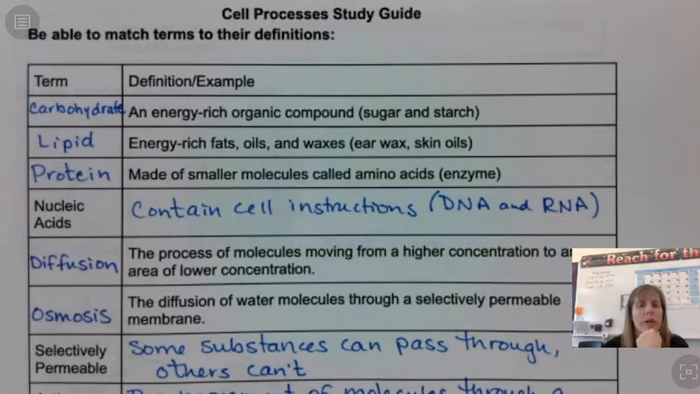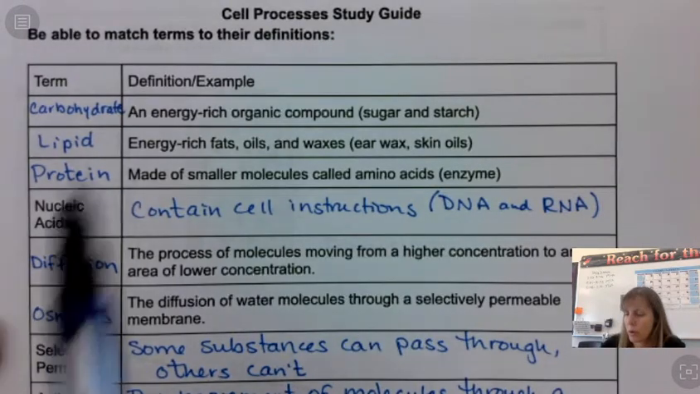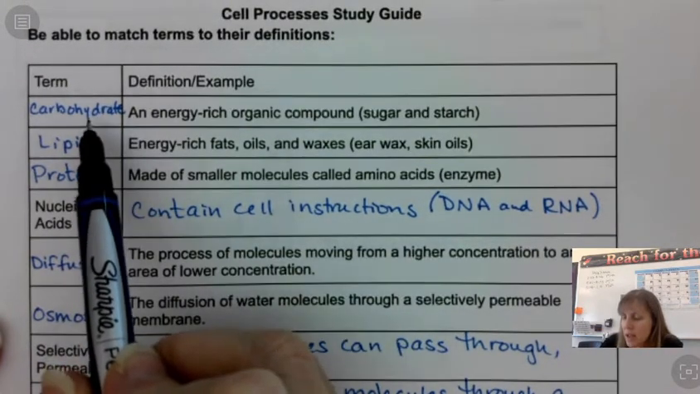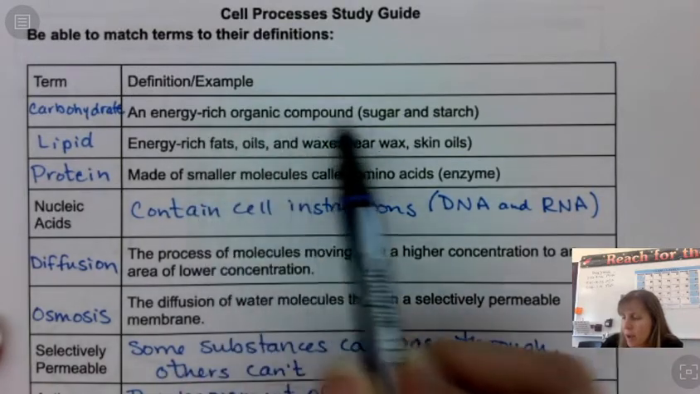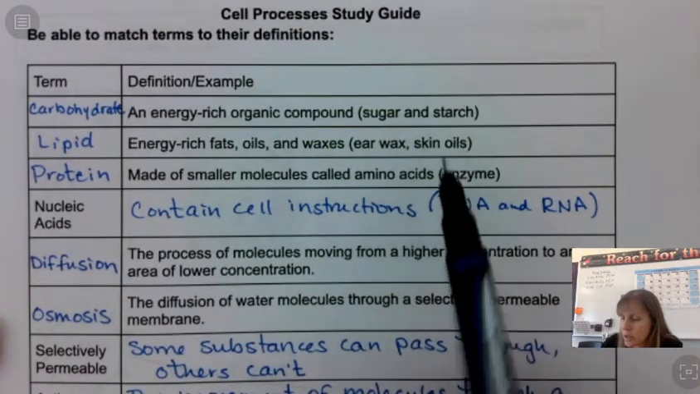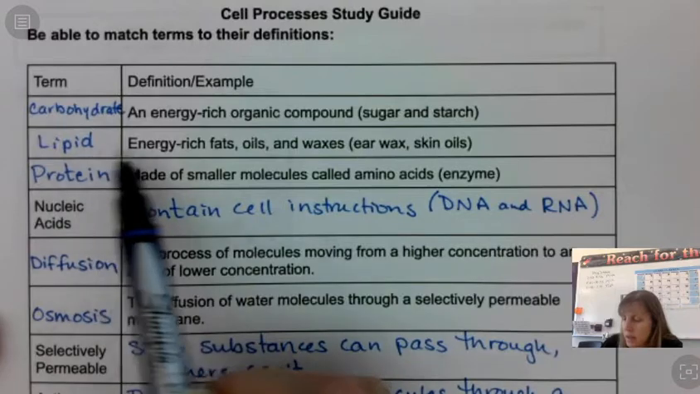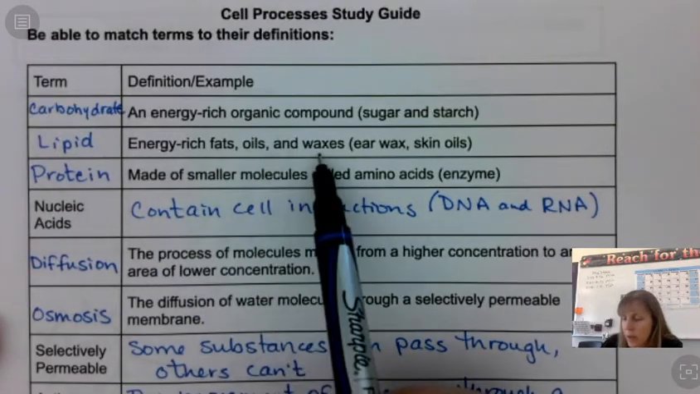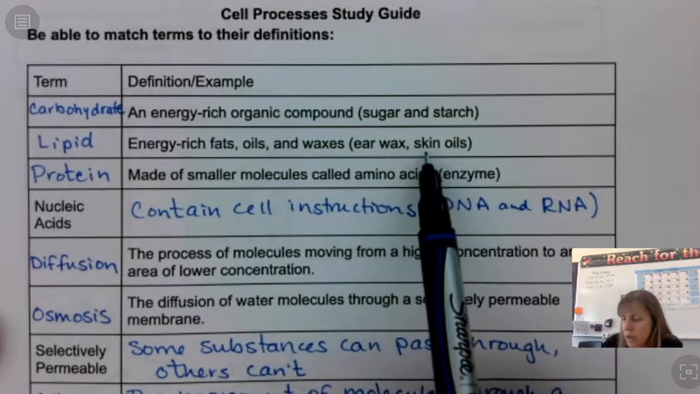We're going to go over the Cell Processes Study Guide. You should have been able to match terms to their definitions. So the first term was carbohydrate. It is an energy-rich organic compound, and some examples are sugars and starches. The second one was lipid. These are energy-rich fats, oils and waxes like earwax or skin oils.